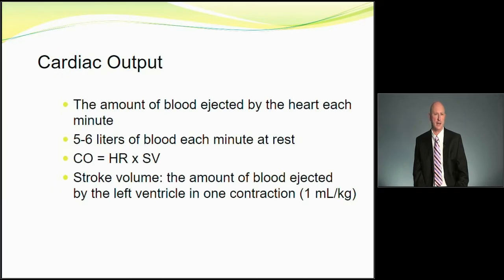So what about cardiac output? So cardiac output is simply the blood ejected by the heart each minute. Average is about 5 to 6 liters. And that is at rest. We know that's going to increase if you're exercising. Cardiac output is influenced by heart rate times the stroke volume. So if you increase heart rate, you expect cardiac output to go up.